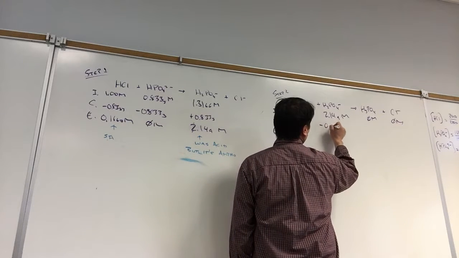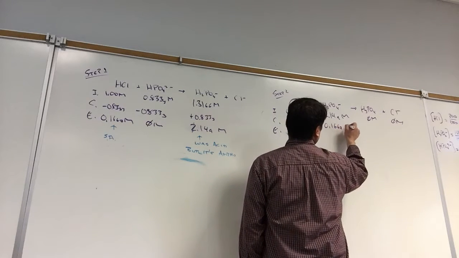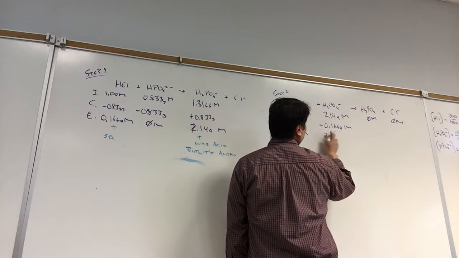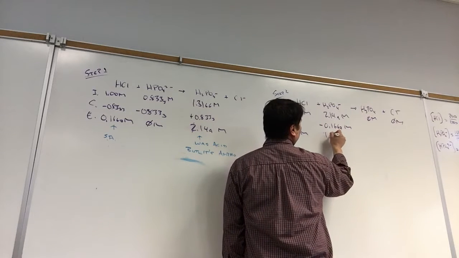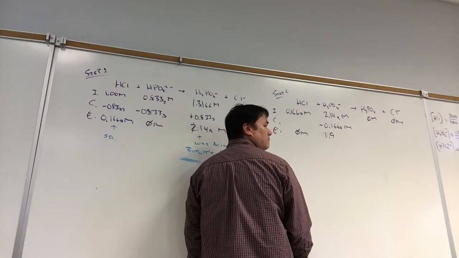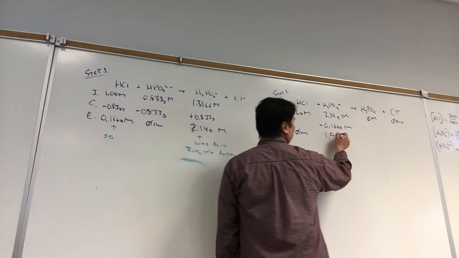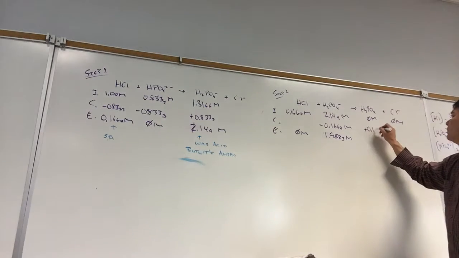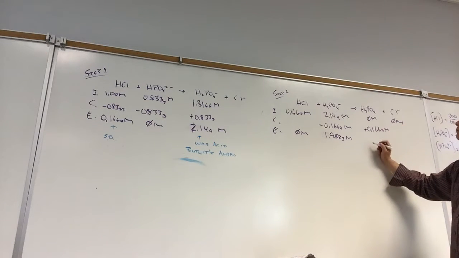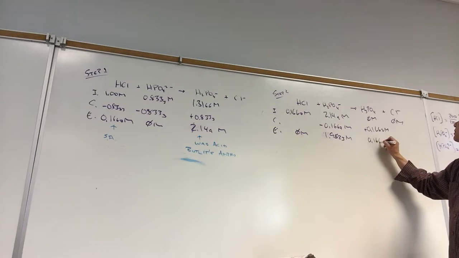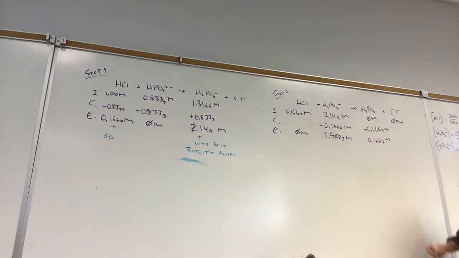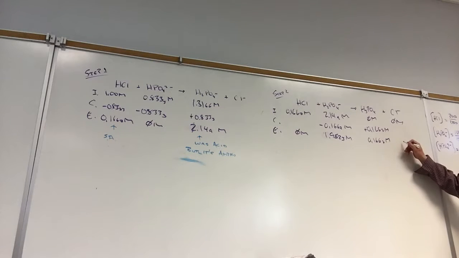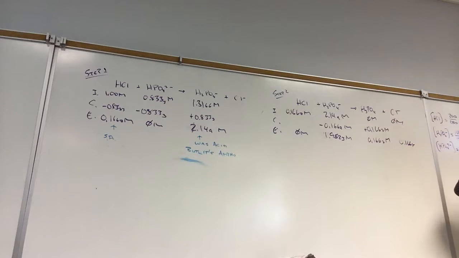This is going to be minus 0.1667 molar, which gives us 1.9823 molar, and this is going to be plus 0.1667 molar. And so this is 0.1667 molar. The strong guys react away. And this is also 0.1667 molar, but chloride's neutral, so chloride's not going to impact the pH.